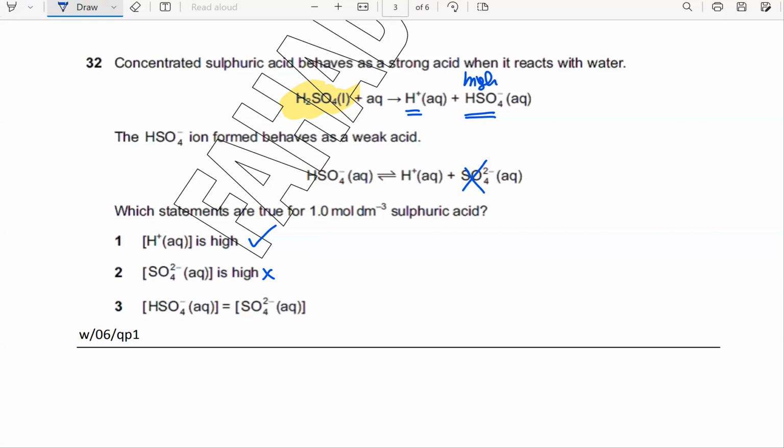The concentration of HSO4 minus would be high, and the concentration of sulfate ions is going to be low because HSO4 minus does not dissociate, right? So that means they're not going to be equal. The HSO4 minus ions would be present in a large amount, and since it's not dissociating, the sulfate ions would be present in a very small amount. So the third statement is also wrong. Clear?